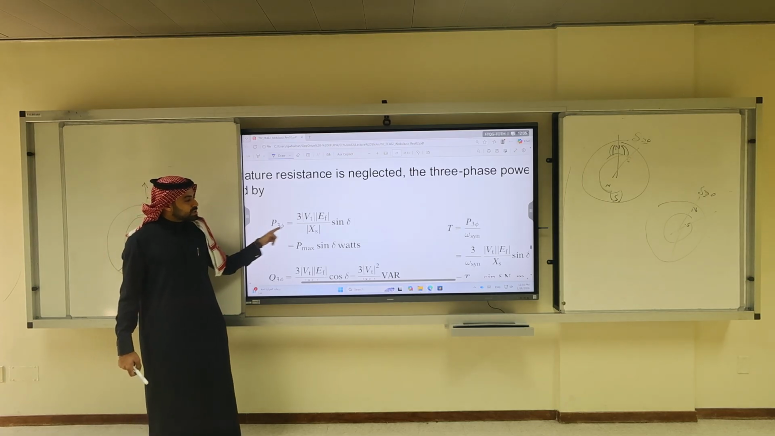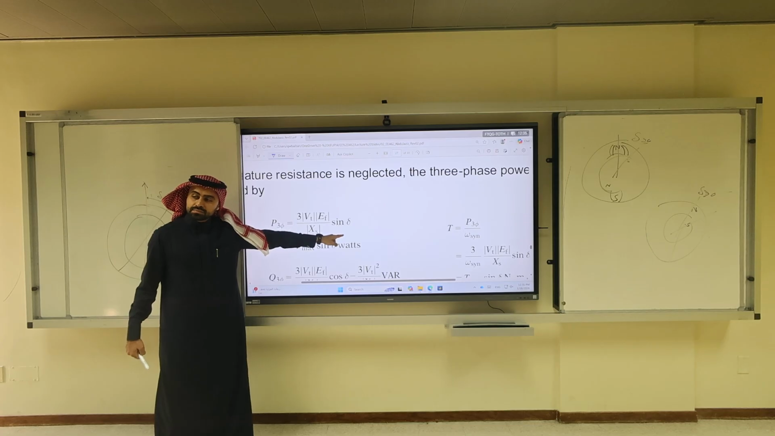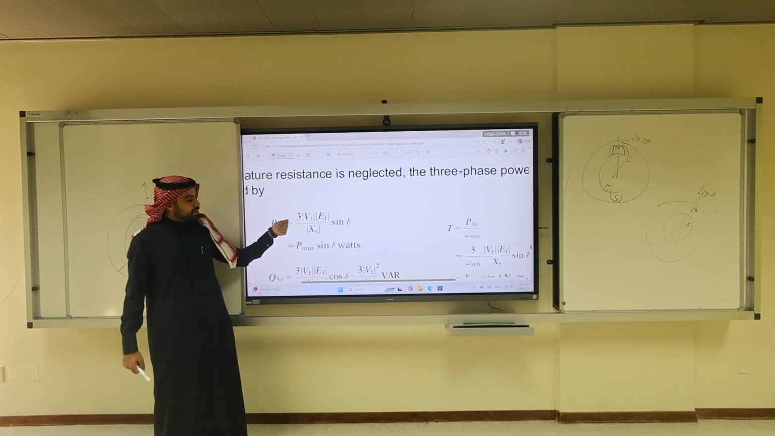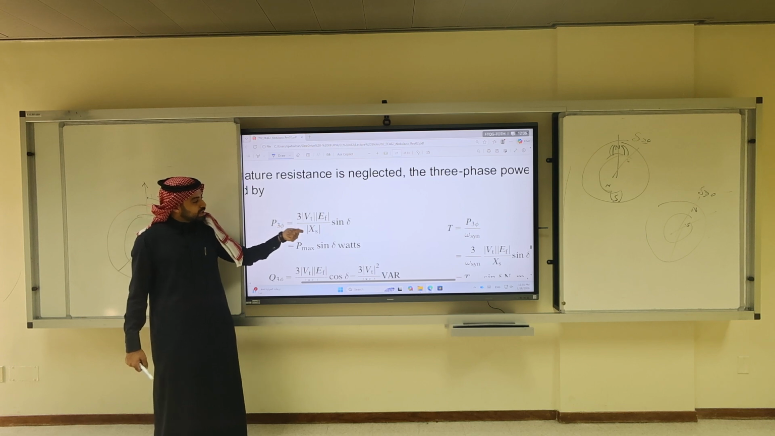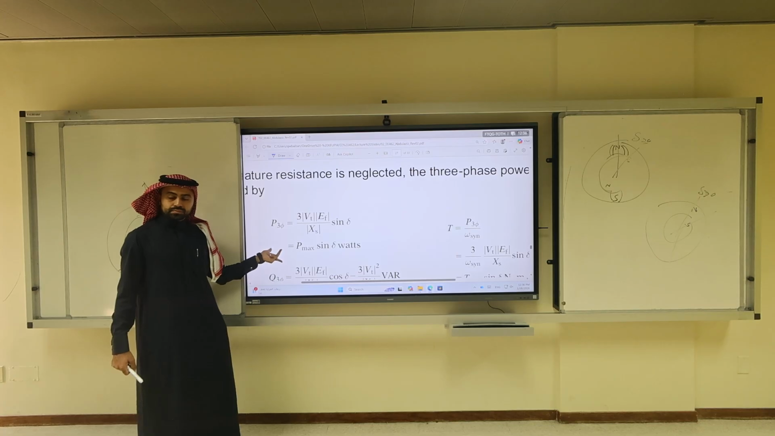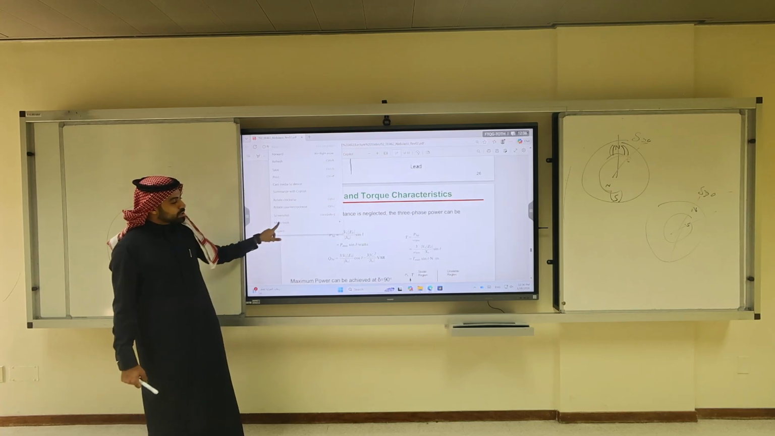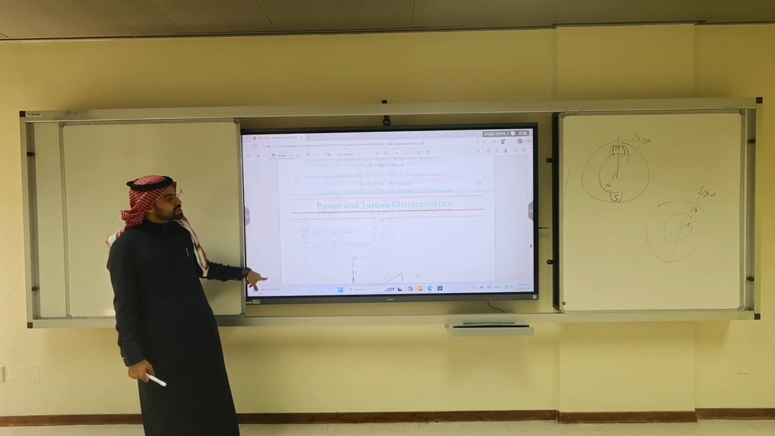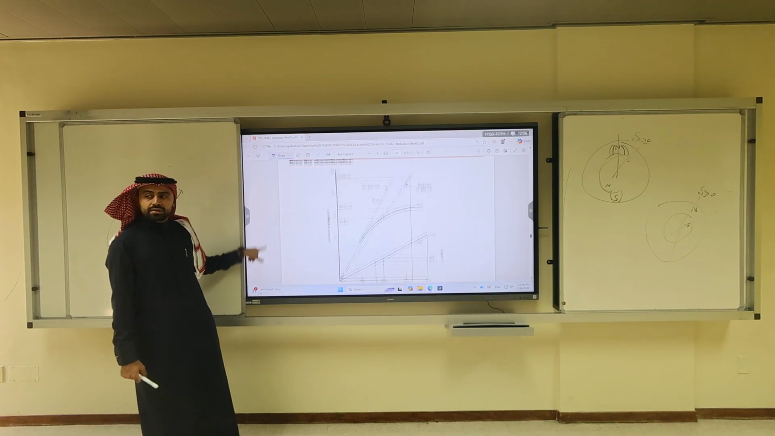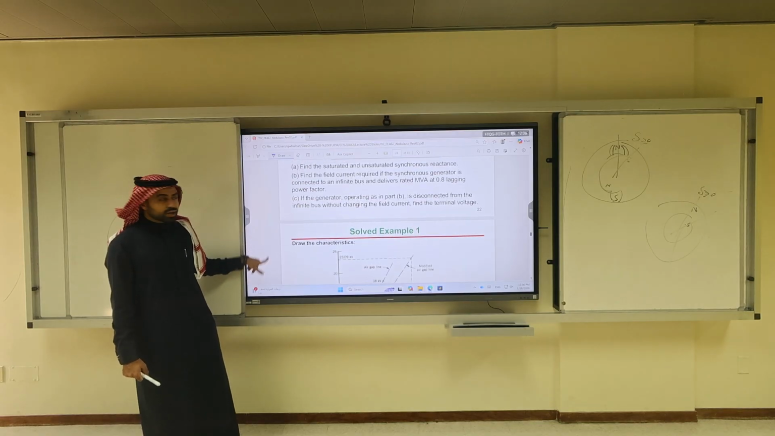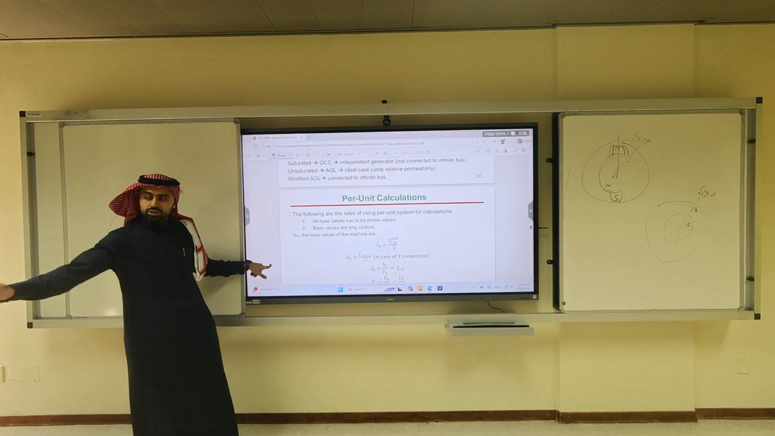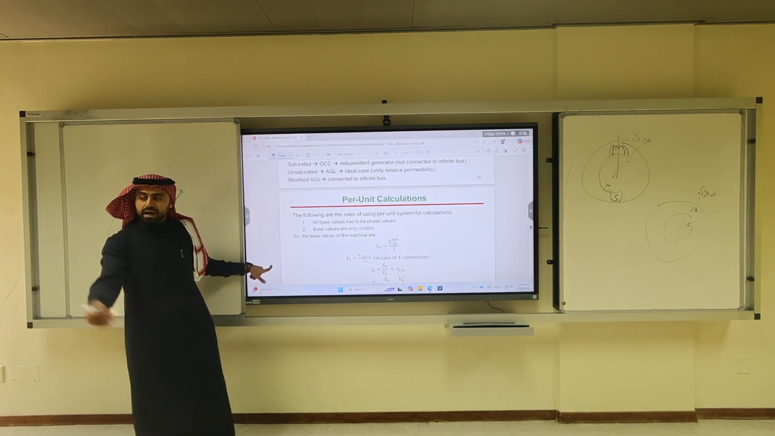The highest power is if delta is 90 degrees. You get the maximum power with this term. But the thing here is, if you change delta, EF magnitude will also change. And that's what we are studying here. Because in 360, we just memorize the equation. In 462, we would derive the equation. But delta has to do with power. That's why we call it power angle.